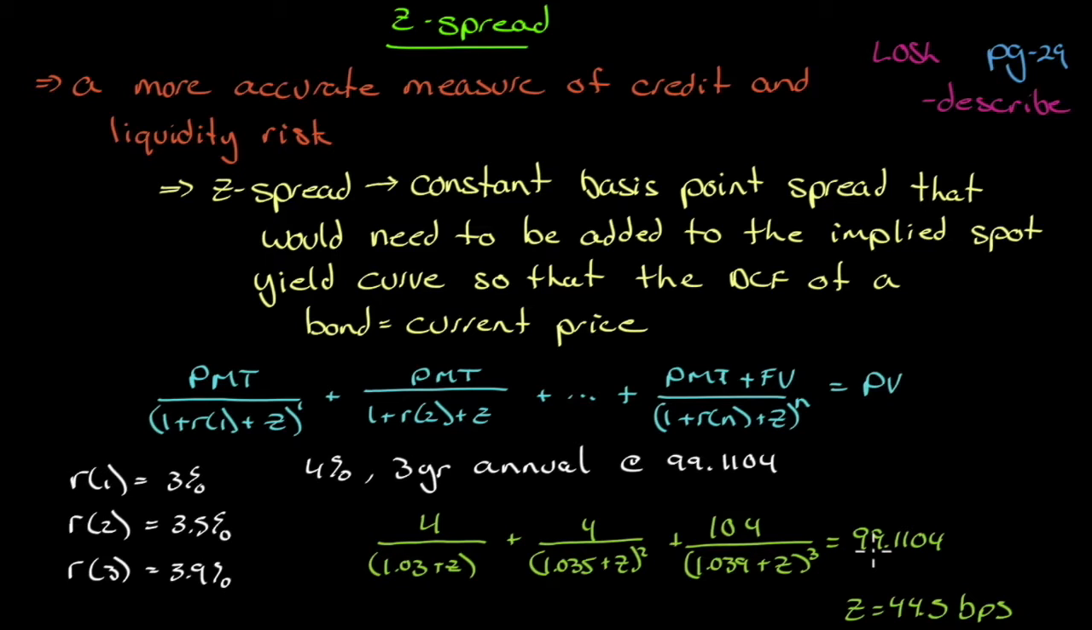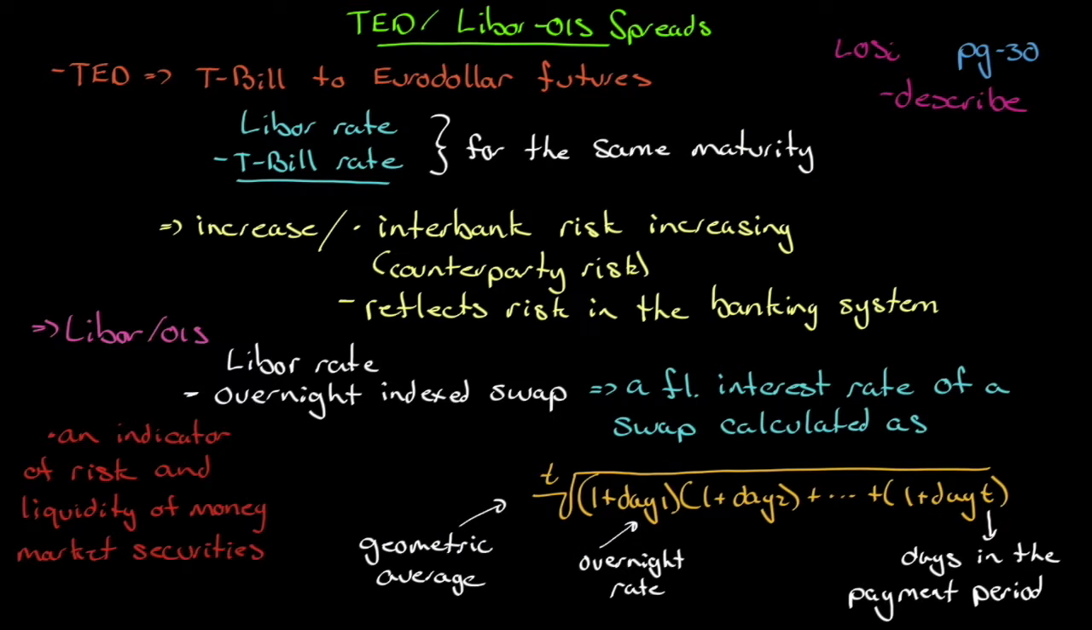Now you can compare that with the Z-spread on other bonds and ask, does this other bond have a higher or lower spread to pay me for credit and liquidity risk? All right, let's have a look at two more spreads, the TED spread and the LIBOR OIS spread. The TED spread is just an acronym, T for Treasury, ED for Eurodollar futures. So it's a spread between the Treasury and Eurodollar futures for the same maturity.